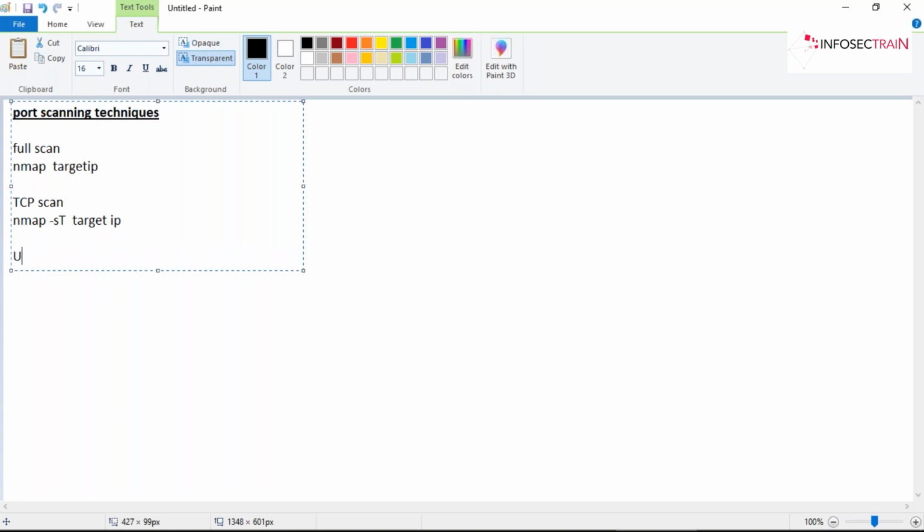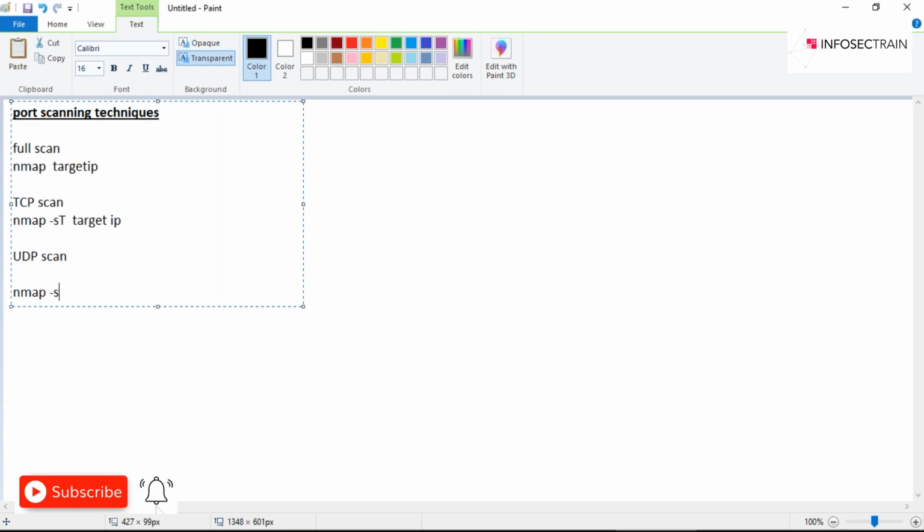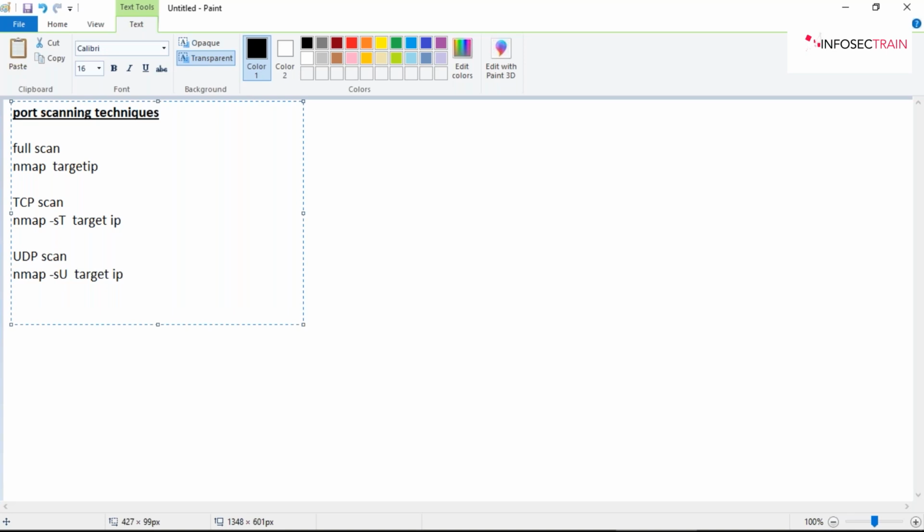Then we have next, that is UDP scan, and the syntax is nmap space -sU and then target IP. All right. Then we have next, guys, a very important scan. Why is it important? Because in many of the attacks, this particular scan is used. Even in DoS or DDoS attacks, we use the same scan. That is known as half scan. You also call it stealth scan. The syntax for half scan or stealth scan is nmap space -sS and then target IP.